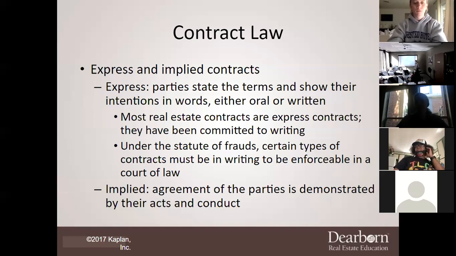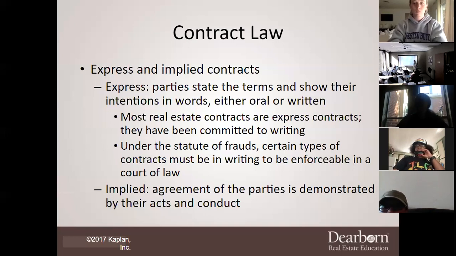But we created an express contract because I orally told you and you accepted. So it could be either oral or written. But most real estate contracts are express contracts. They have been committed in writing. And that's under the statute of frauds, which we talked about the other day a little bit, that real estate contracts must be in writing. Certain types of contracts must be in writing to be enforceable in a court of law. So most real estate contracts are going to be express.